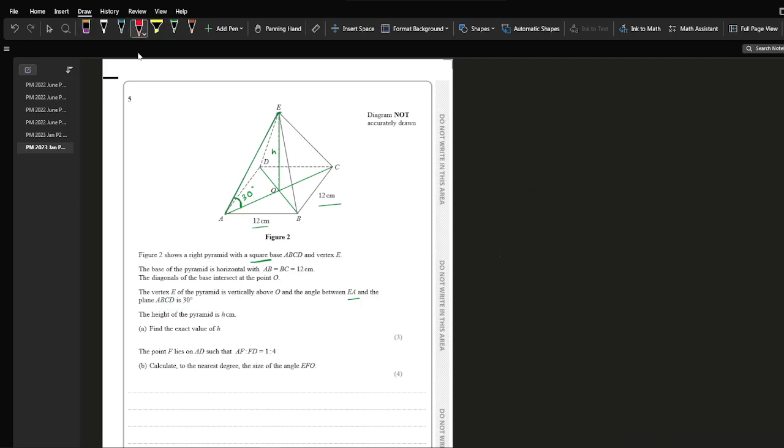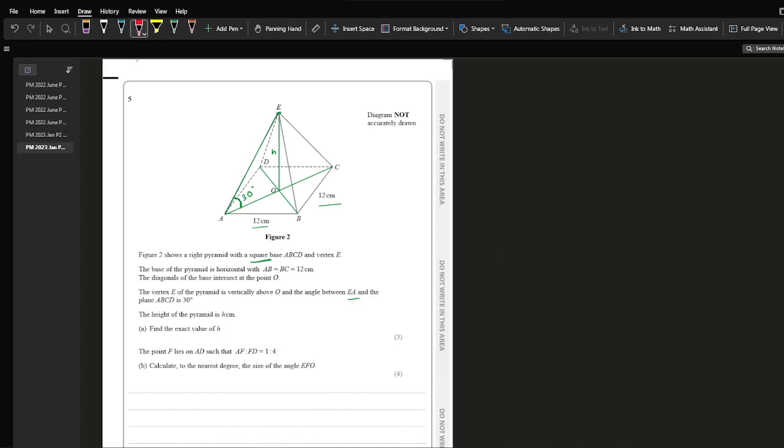Now how do we find the value of h? And in here it says exact value. Whenever it says exact value, keep the square root just like that. Do not make it into a decimal. Now how do we find the value of h?